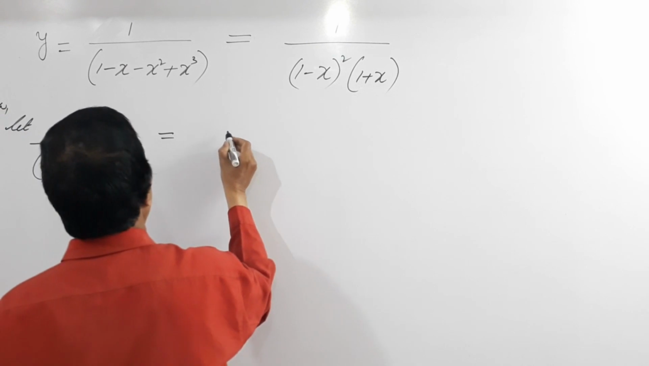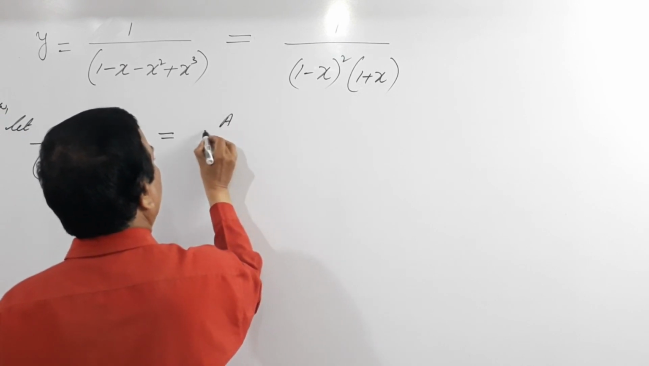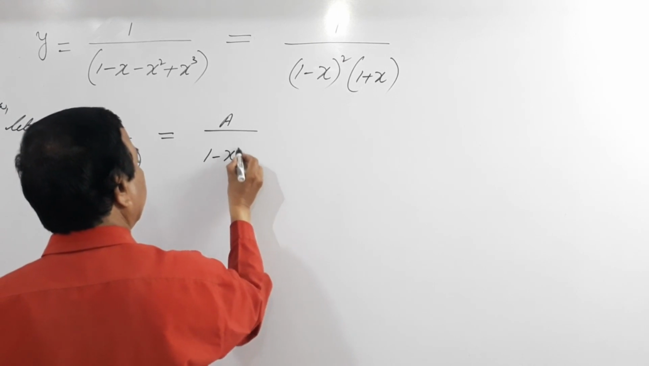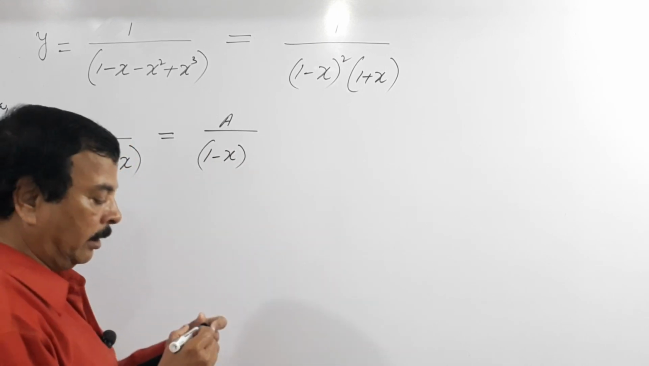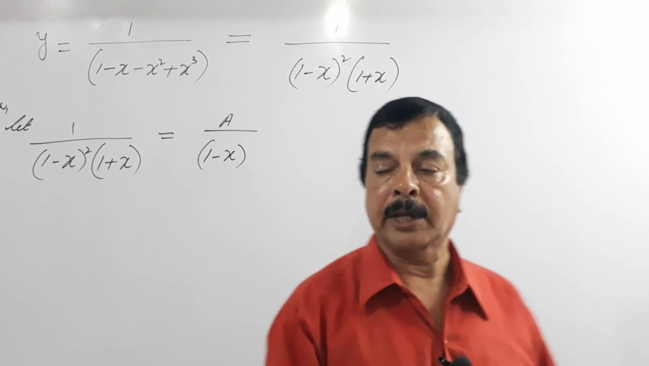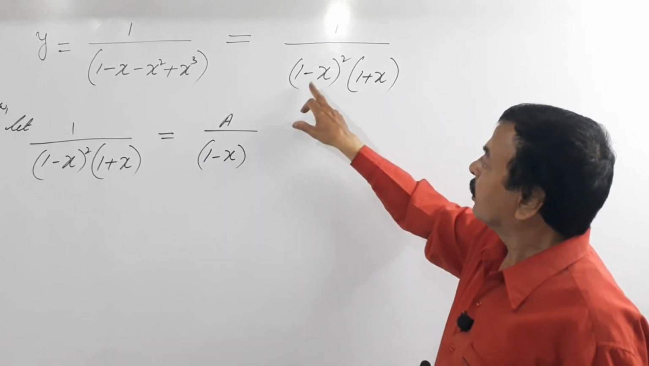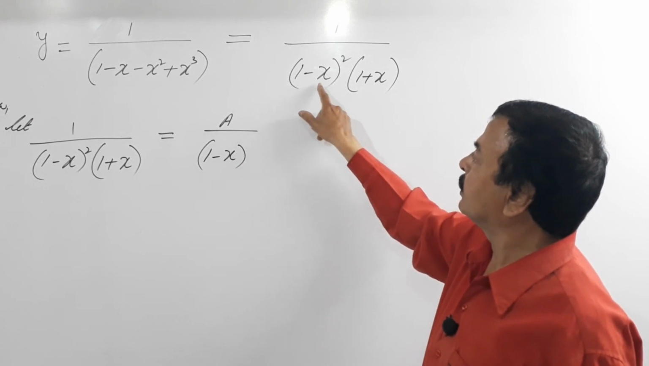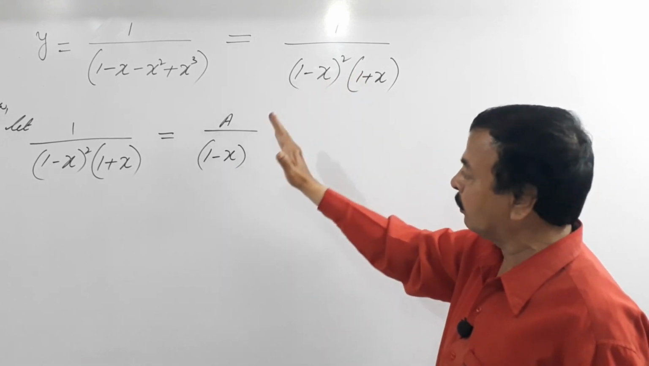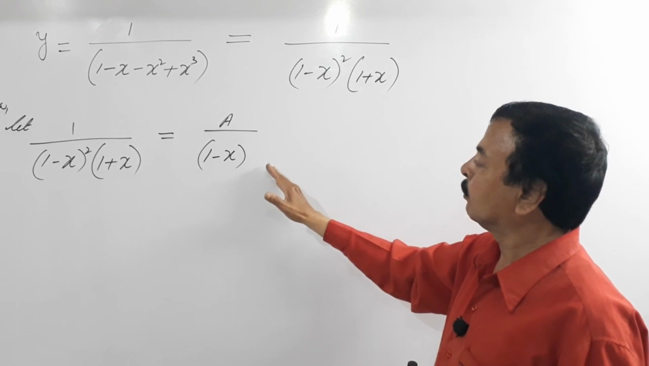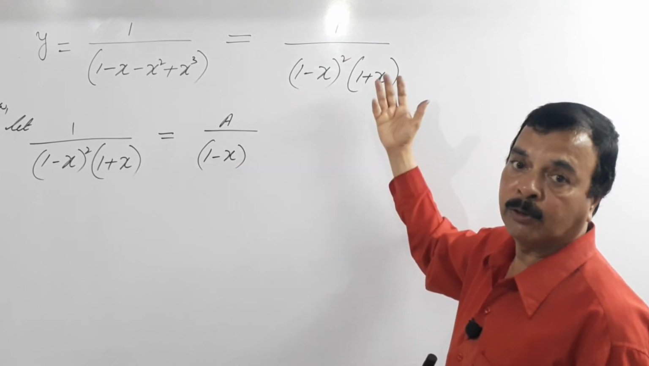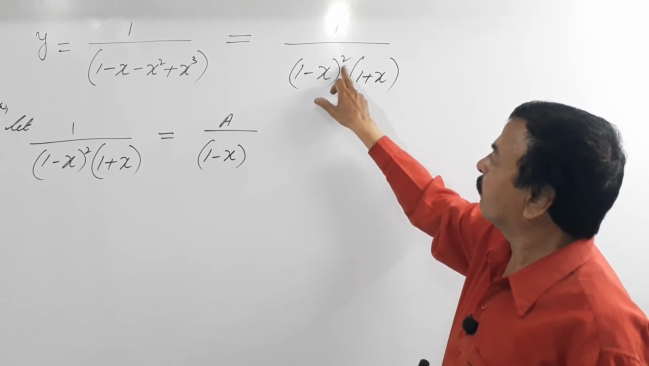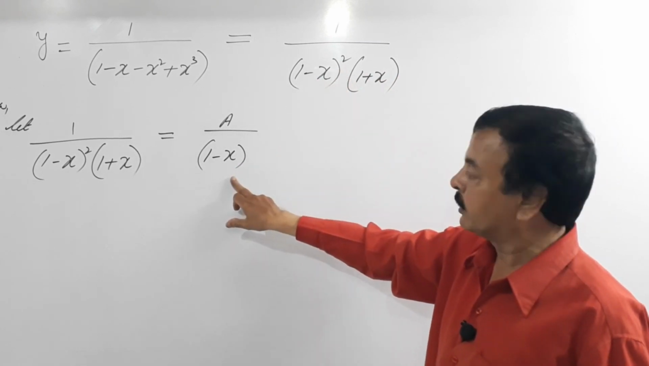So it equals A by 1 minus x. See here, some students in the examination straight away write 1 minus x the whole square. Don't do that. Whenever you get 1 minus x the whole square or 1 minus x cube, you come in order: 1 minus x, into 1 minus x the whole square, into 1 minus x the whole cube, because it's a repeating factor. So whenever you have a repeating factor, try to start with 1 minus x.